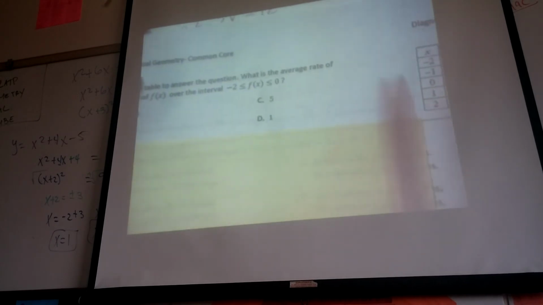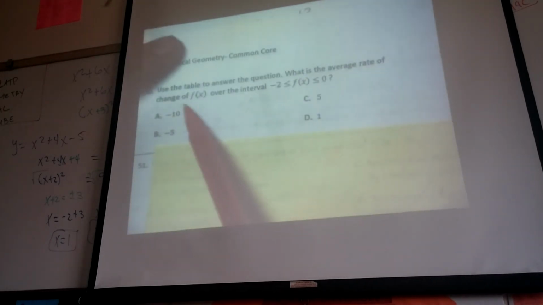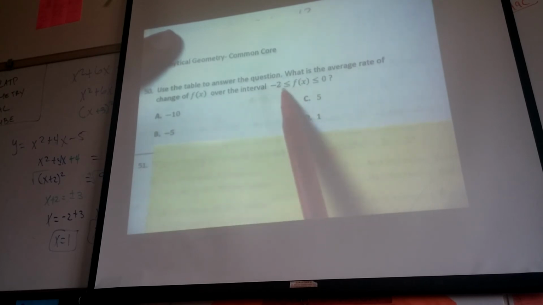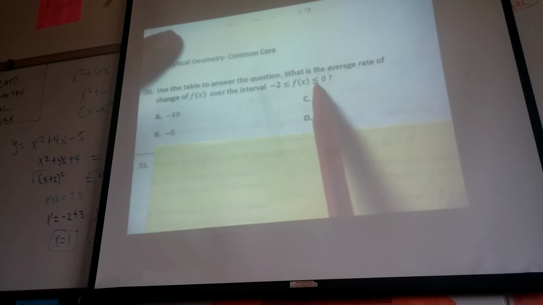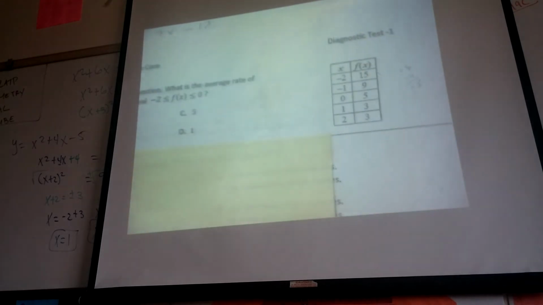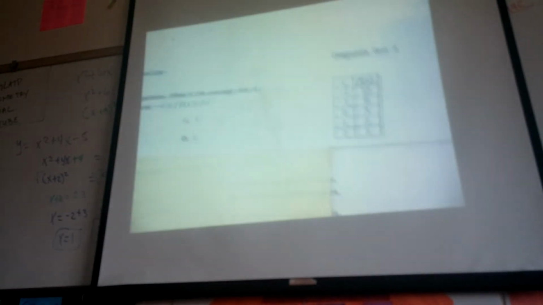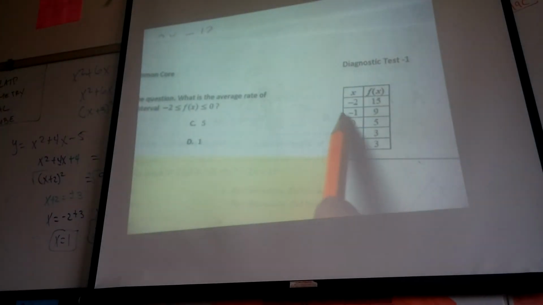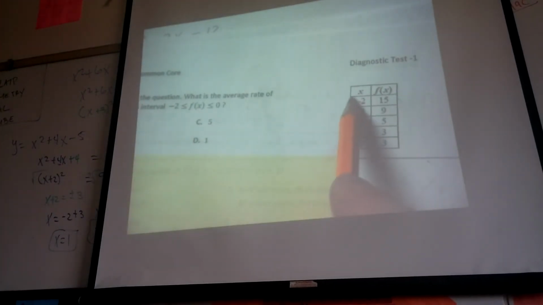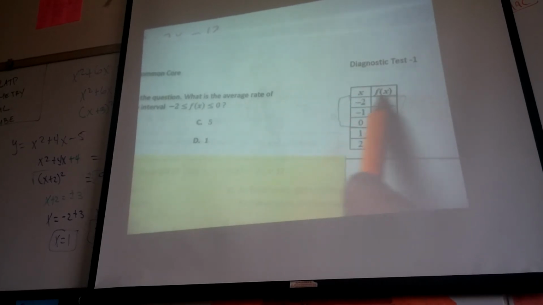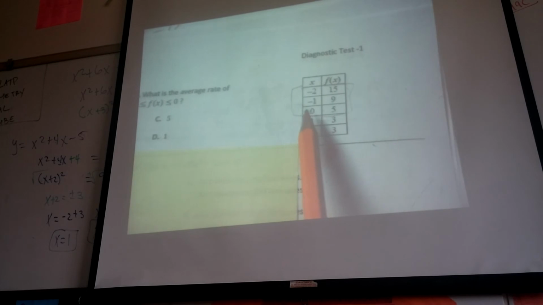They want the average rate of change of f of x between x greater than negative 2, but x less than or equal to 0. So they're looking at this part here. They're looking between x is here, negative 2, all the way to 0. This is what they're looking at, only that part.